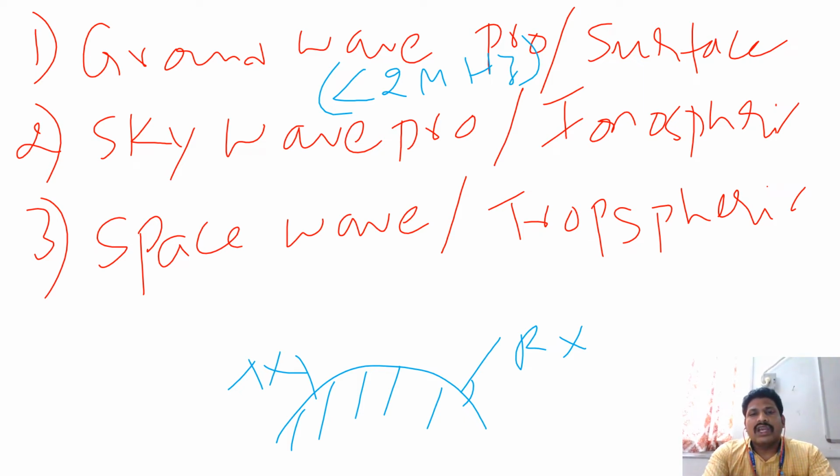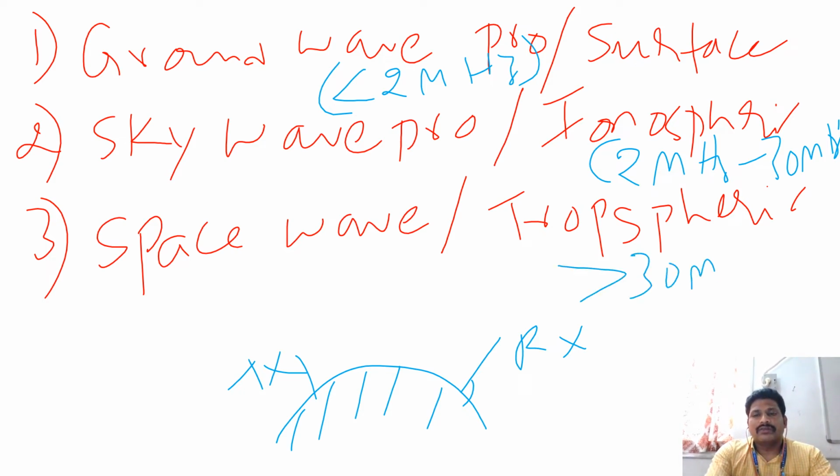Similarly, for sky wave propagation, the frequency is 2 megahertz to 30 megahertz. Those frequencies in between 2 megahertz and 30 megahertz, I can transmit using sky wave or ionospheric wave propagation. Those frequency signals greater than 30 megahertz, I can transmit using space wave or tropospheric wave propagation.